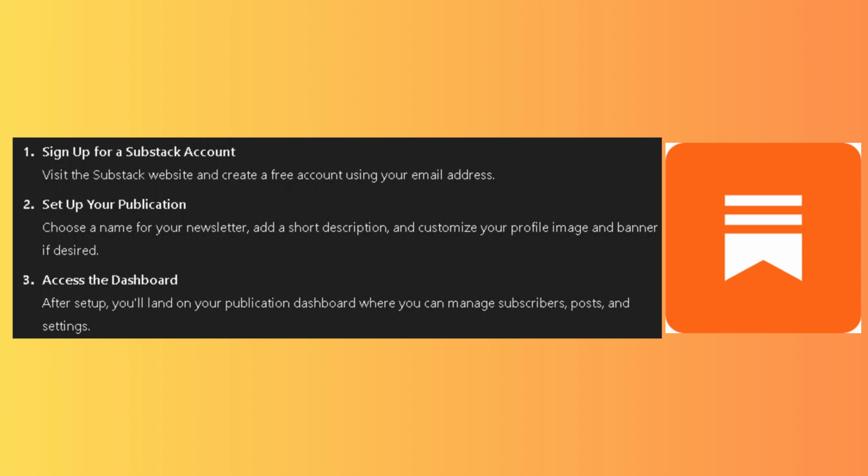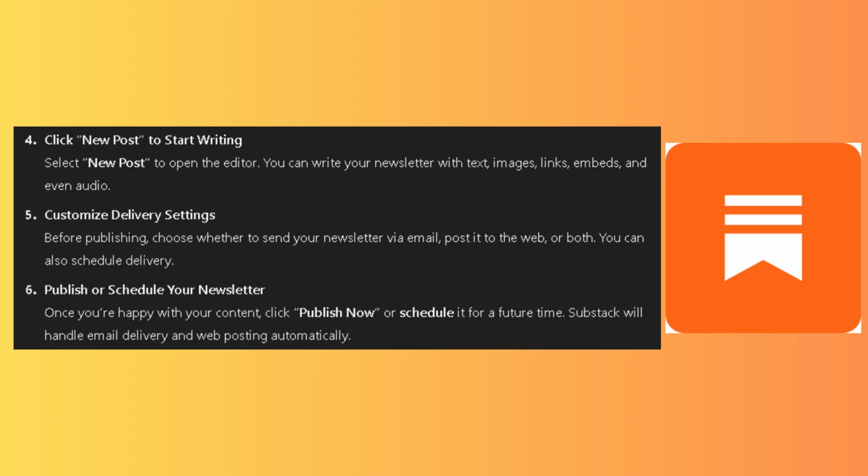Access the dashboard. After setting up, you will land on a publication dashboard where you can manage subscribers, posts and even settings. Click New Post and start writing. Click Add New Post to open the editor. You can write your newsletter with images, text, links, embeds and even some audio.